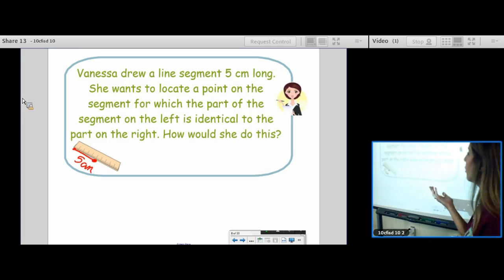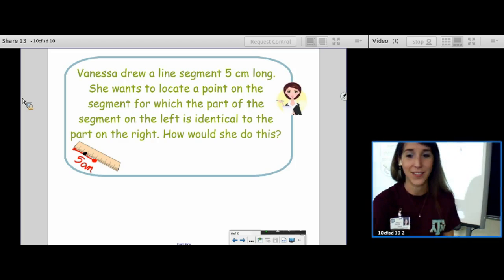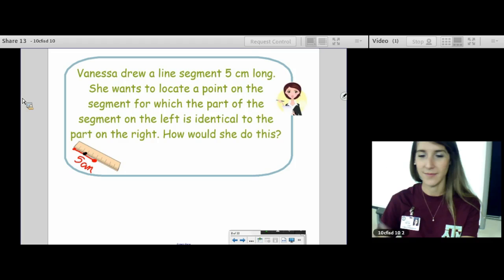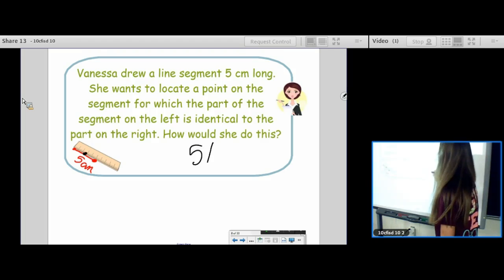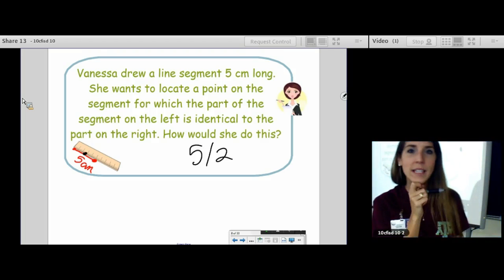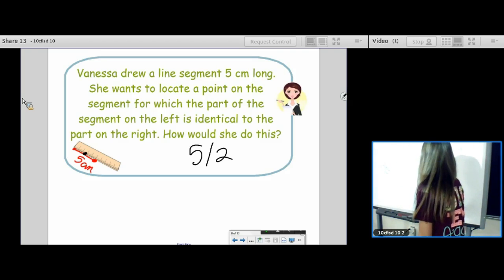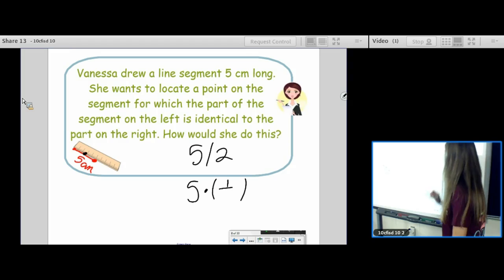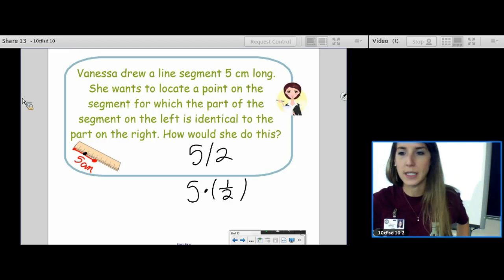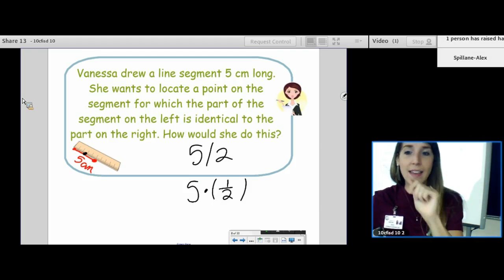So Alex said go to 2.5. Like on the ruler, go to 2.5. Alex, how did you get 2.5? Okay, so you took the length, you took 5, and you divided it by 2. What's another way to put that algebraically? Dividing by 2 is the same as multiplying by what? Do y'all know? Good. It's the same as multiplying by 1/2. So that's going to come up later when we do fractional distance. Okay, so we could use numbers. We could take the length divided by 2 and find that number on the ruler.